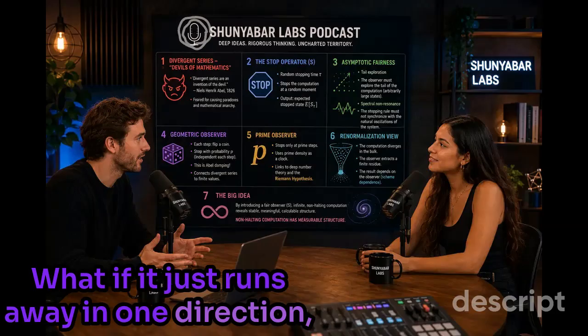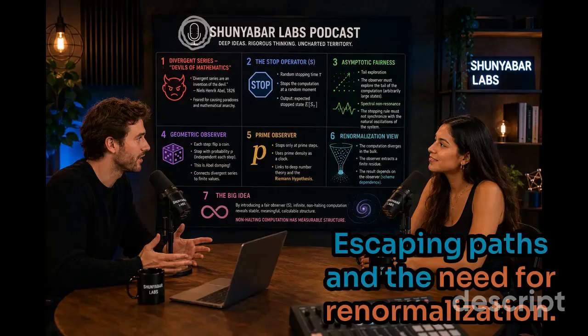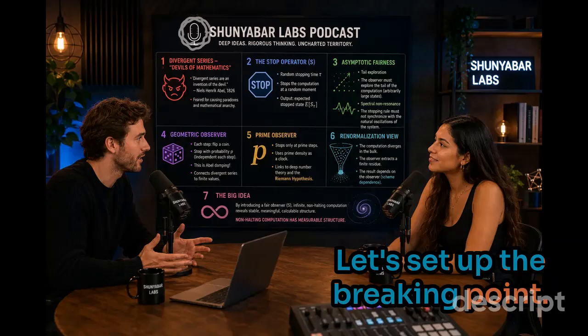What if it just runs away in one direction, accelerating forever? Escaping paths and the need for renormalization. Let's set up the breaking point.